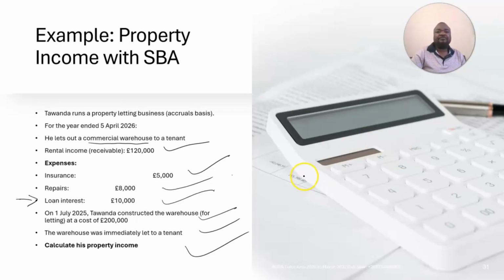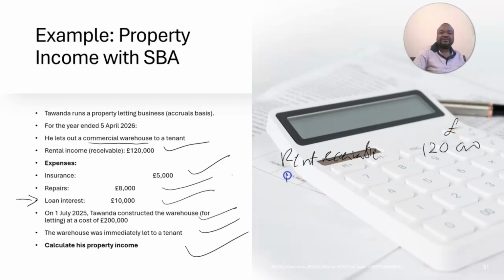So we start with the rent received or rent receivable. Rent receivable, that is 120,000. I hope you guys are seeing it. I'll show you the answer anyway.